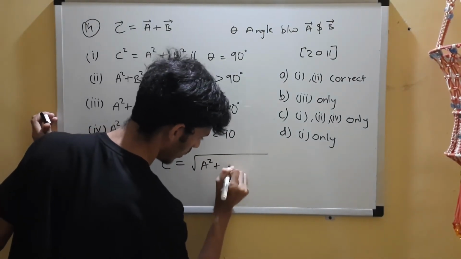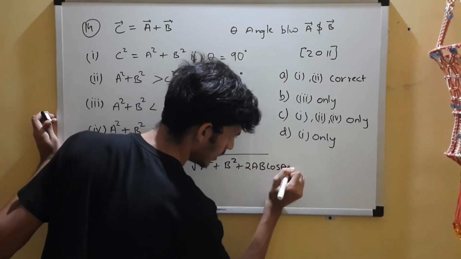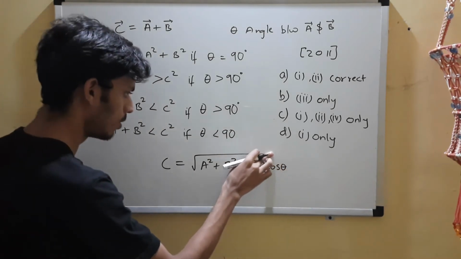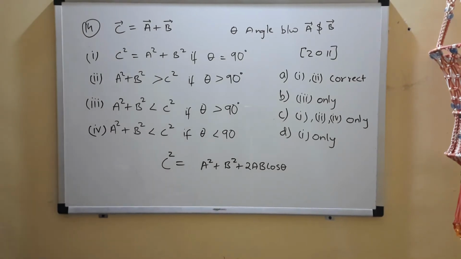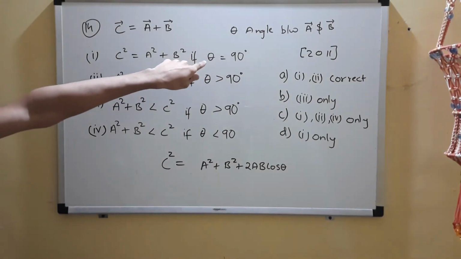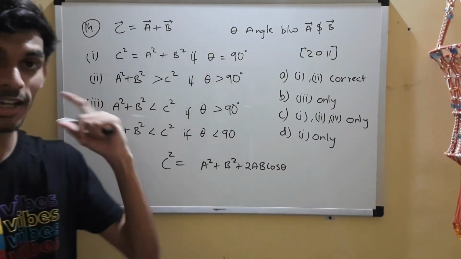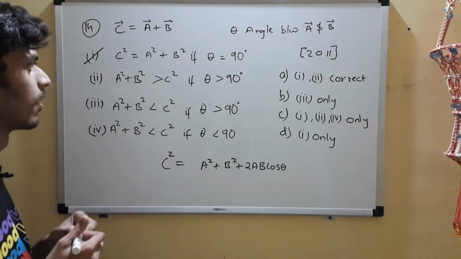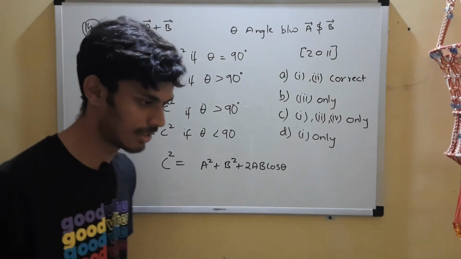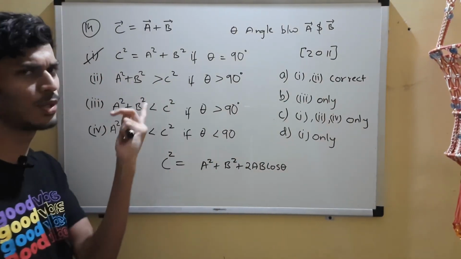It will be given by root of a square plus b square plus 2ab cos theta, right? So what I can do, I can just square both the sides, so this root sign will go and I'll have c square on this side. Okay, so let's substitute the first case when theta equals 90 degree. So you can see that cos 90 will be 0, right? So c square is equal to a square plus b square. Okay, so case 1 is correct, right? You can also see it by Pythagoras, right? If theta is 90 degree, c will form the hypotenuse, so a square plus b square equals c square.